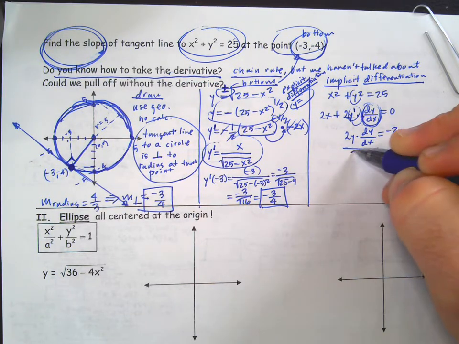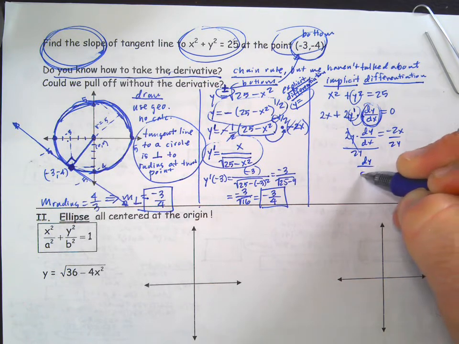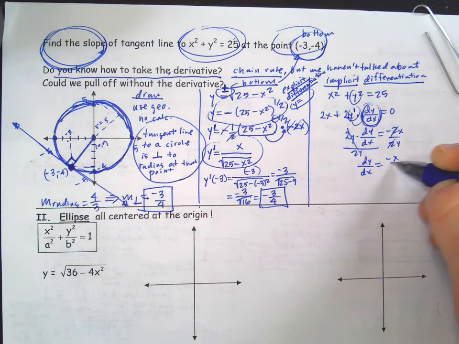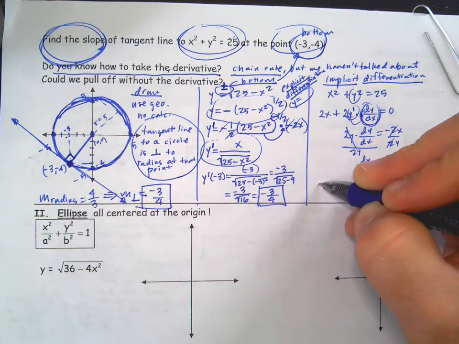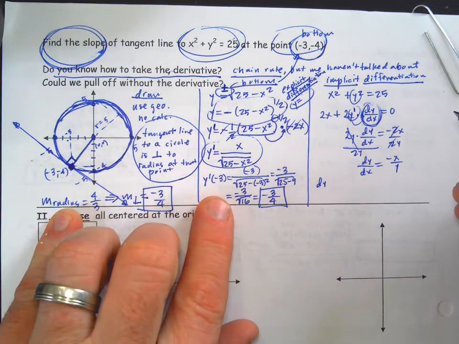Subtract 2x from both sides, divide both sides by 2y. dy/dx equals negative x over y. So that's your derivative. So then how do we find the derivative at x equals negative 3? Last time we plugged in x equals negative 3.